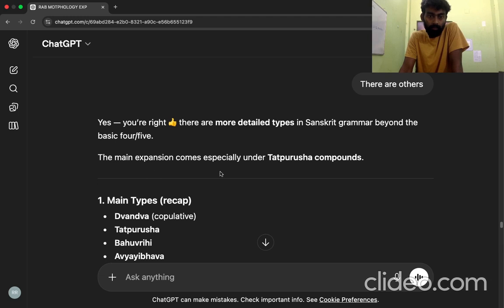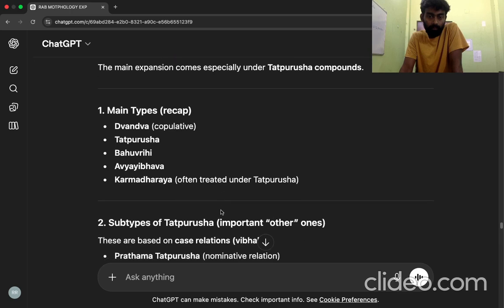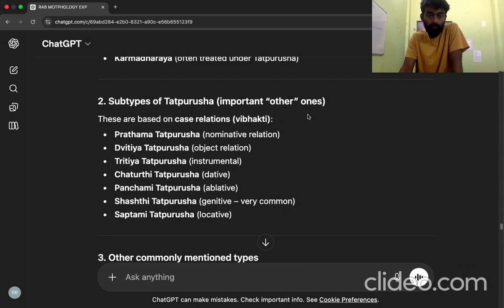The main expansion comes especially under Tatpurusha compounds. 1. Main types, recap: Dvandva, copulative; Tatpurusha; Bahuvrihi; Avyayibhava; Karmadharaya, often treated under Tatpurusha. 2. Subtypes of Tatpurusha, important ones. These are based on case relations.